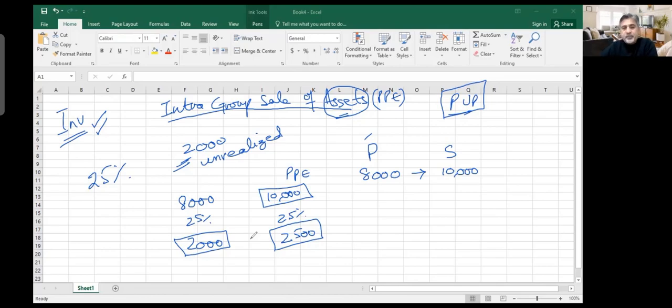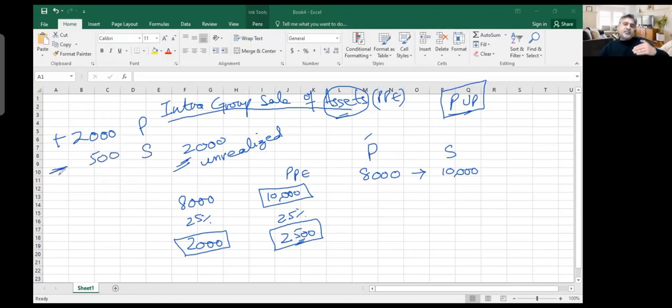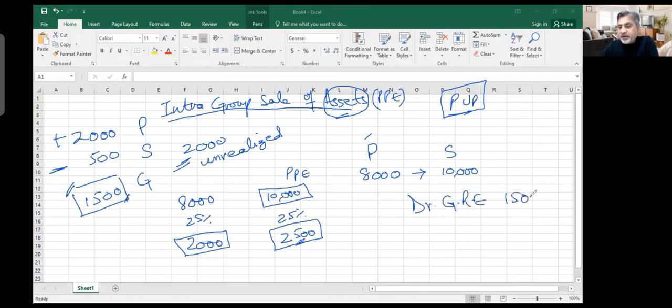So what does this mean now? It means that the parent actually overstated the profit by $2,000, because when it sold the asset, they recorded 2,000. So in the parent's books, 2,000 profit was overstated. The subsidiary is charging $500 depreciation more. It should have been charging 2,000, but it is charging 2,500. So the subsidiary is recording profit 500 less, because when you charge more depreciation, profit is less. So overall the group adjustment becomes 1,500. The difference in the group profit is 1,500. So what we should do is debit group retained earnings 1,500. This is what we should do.